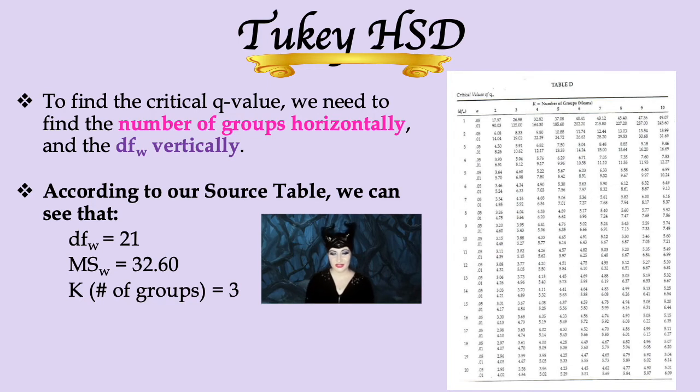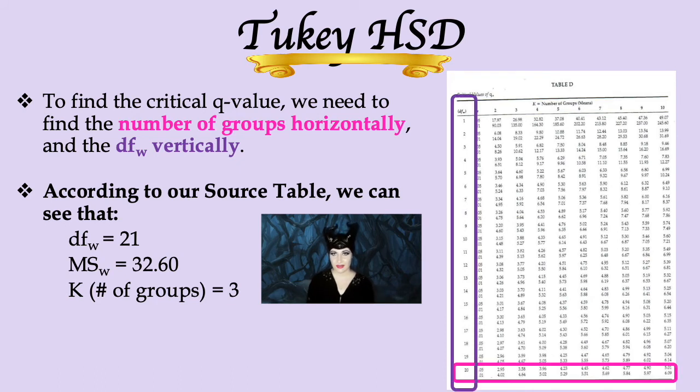So to find the critical Q value, we need to find the number of groups horizontally and degrees of freedom within vertically. According to our source table, we know that degrees of freedom within is equal to 21, mean squared within is equal to 32.60, and K is equal to 3. So I'm going to find 3 horizontally across the top, and I'm going to slide my finger down vertically until I see 21. Once again, I see 2 values here. One says 0.05, one says 0.01. Because we're calculating at the 5% level, we're going to look at the number at the 0.05.